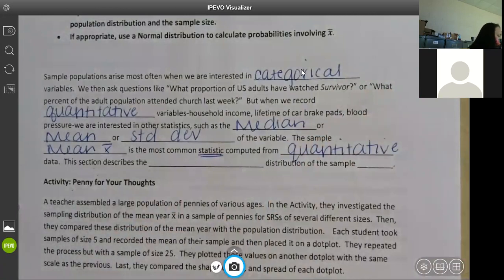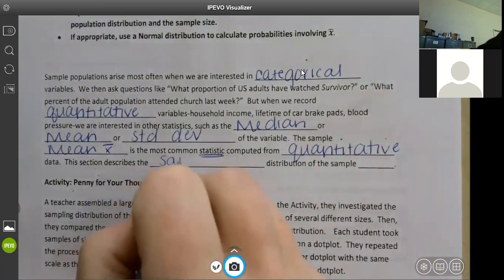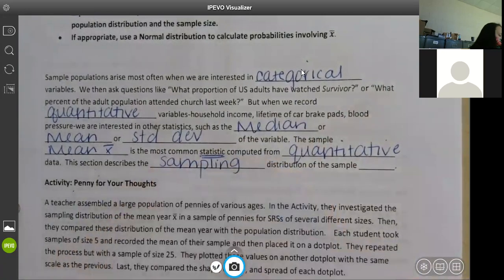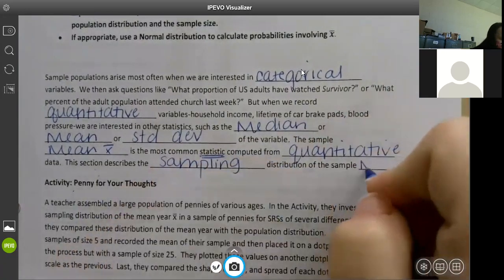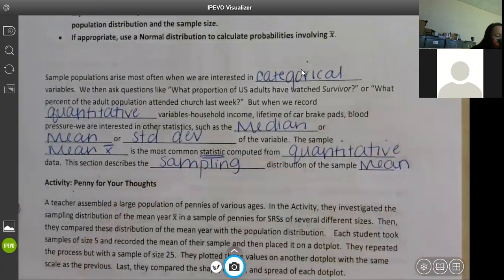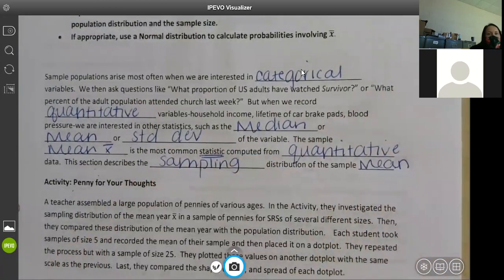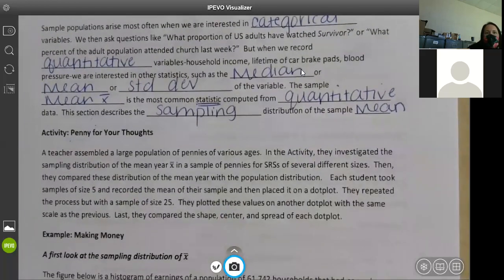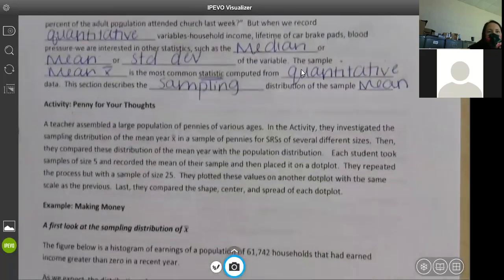This section describes the sampling distribution of the sample mean. We're going to skip over the activity. We don't need it. And we're going to go on down to the example. Okay. All they did was doing more shape, center, and spread from a dot plot. So we're okay right there. We're going to move on.